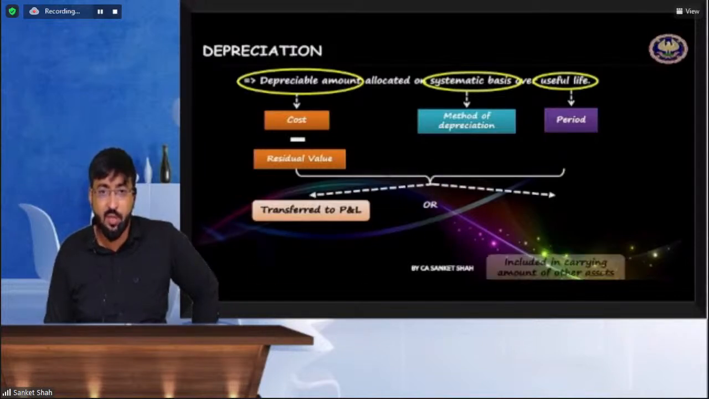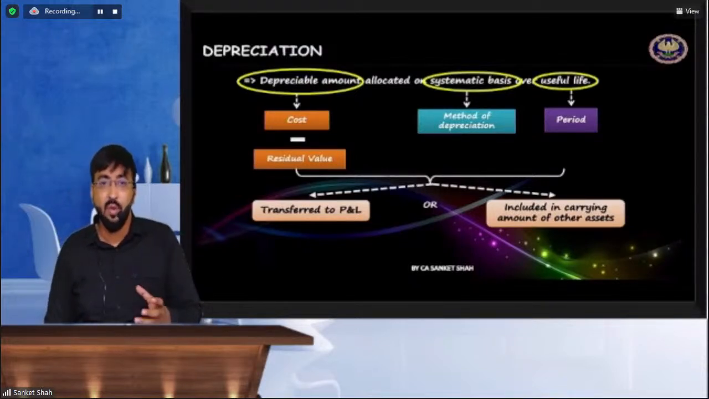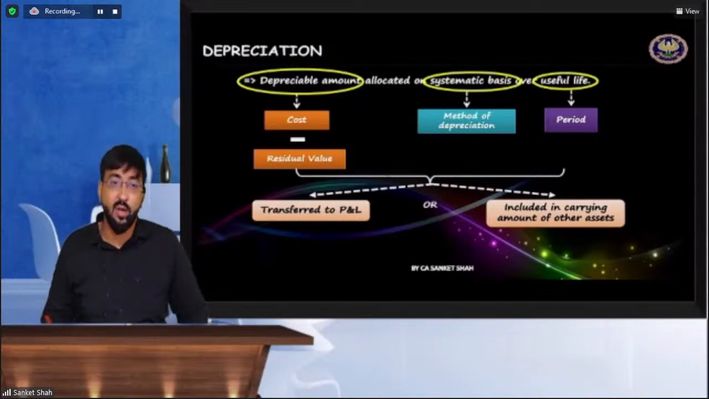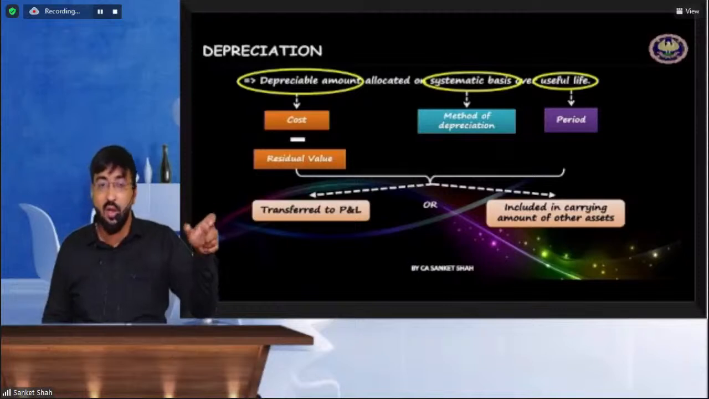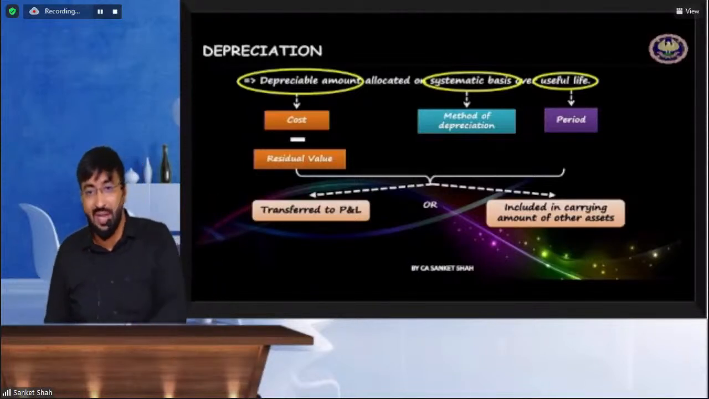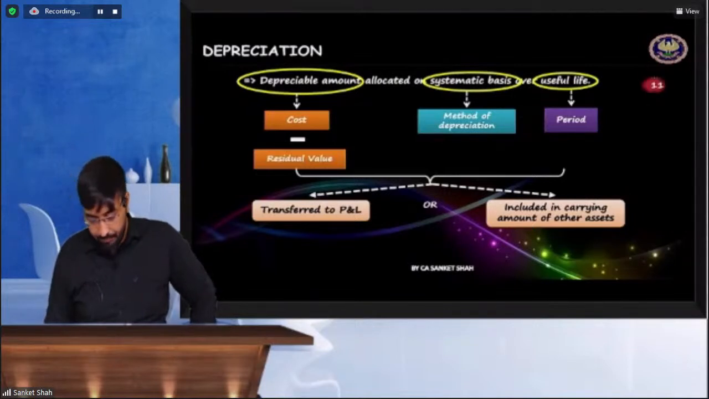You will transfer it to the profit and loss account, or you will include it in the carrying amount of other assets. So depreciation amount, either you will transfer it, or suppose for inventory, you will add that depreciation. For other assets also you are going to add it. That second part is you add it in the asset. That is a different part.